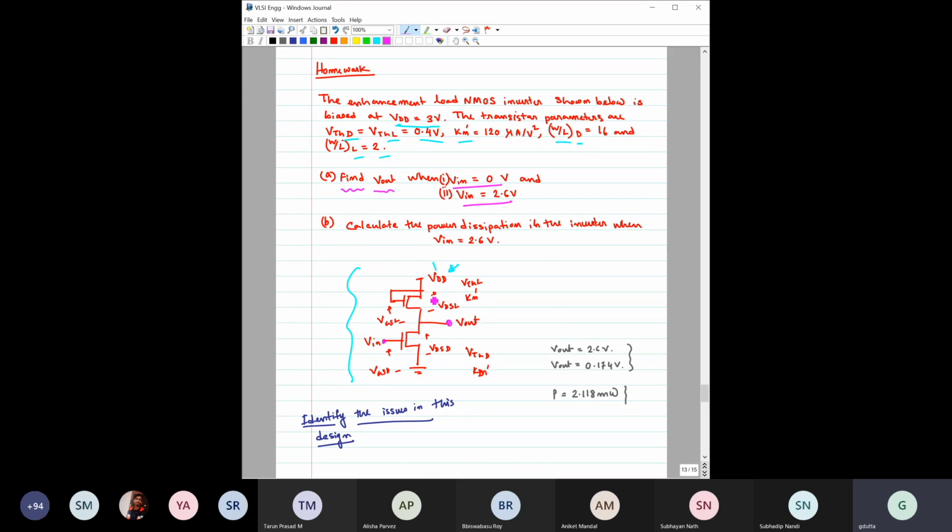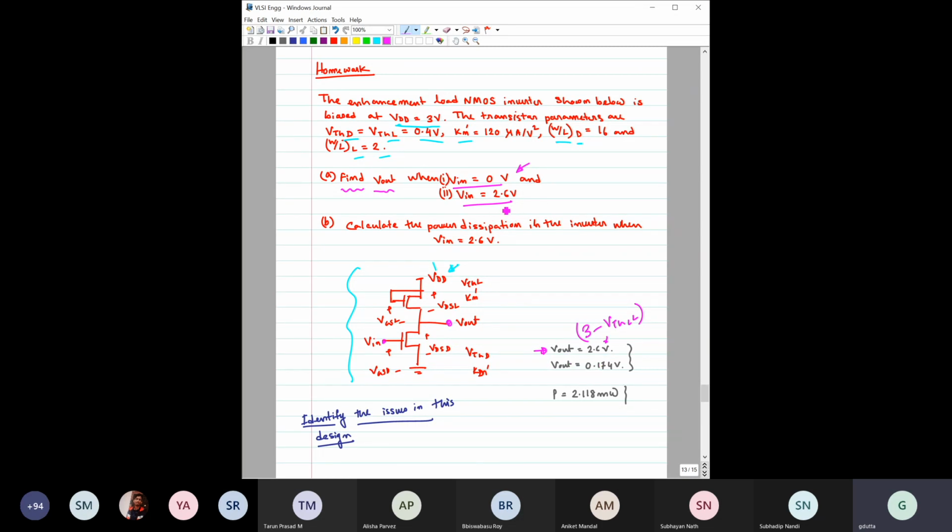In some cases you do not need the equation, like for example the first one. You can directly say the V out would be equal to one threshold voltage below VDD. So it is 3 volt minus the VTHL, that would be equal to 2.6 volt, right? So the V out you can easily find.